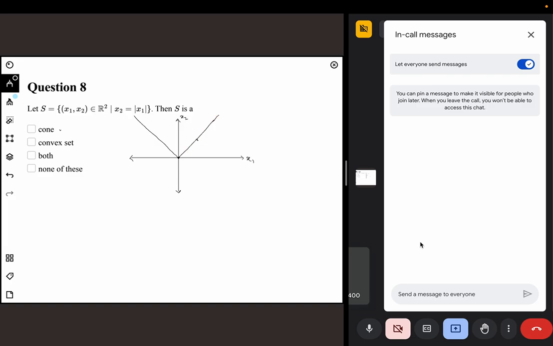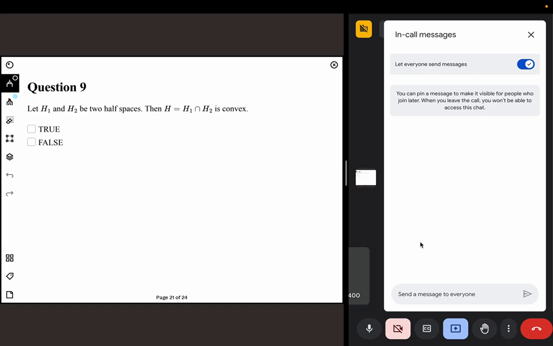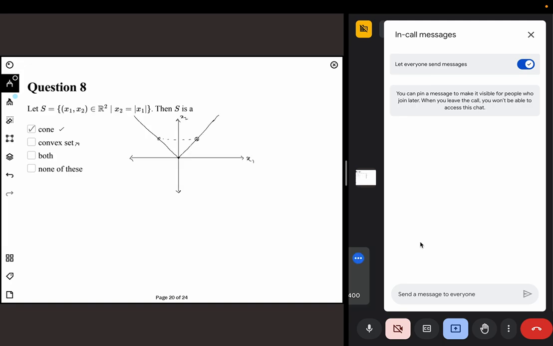Okay. Can I call it a convex set? If I take a point here and a point here, and then take a linear combination, it will be somewhere on this line, right? And that line is not in the set. The set is basically the points on this line, x2 equal to mod x1. So it is not convex. It's only a cone.